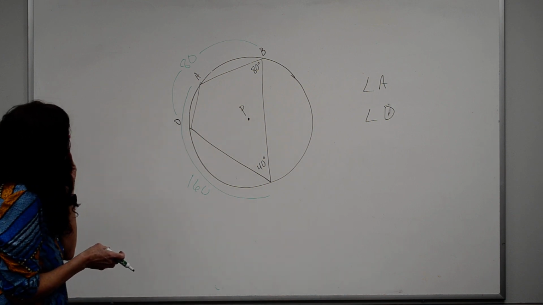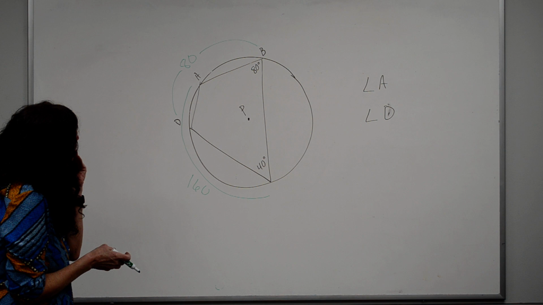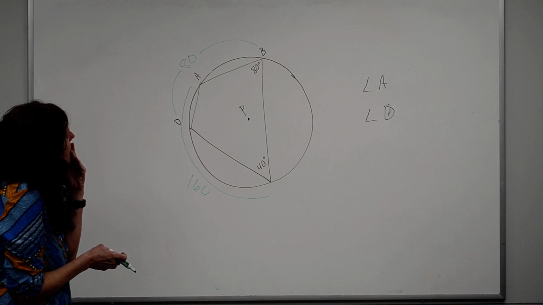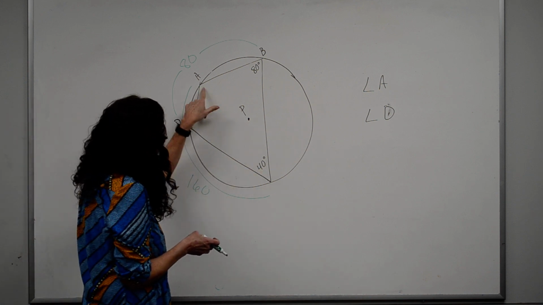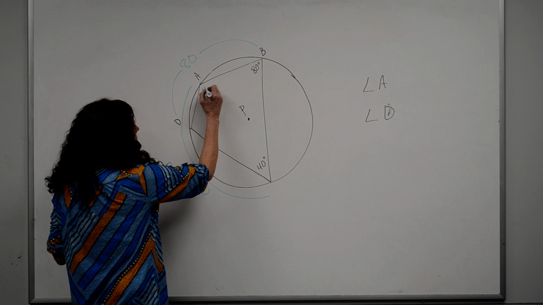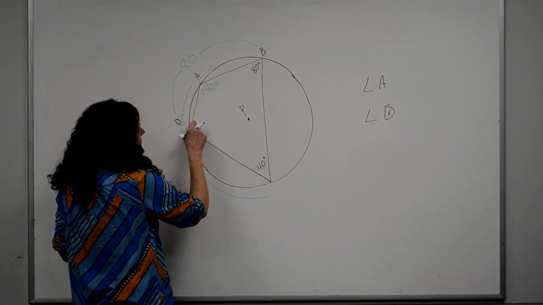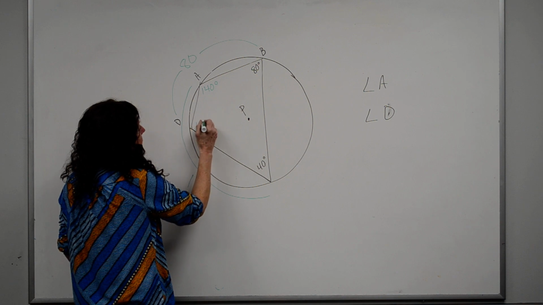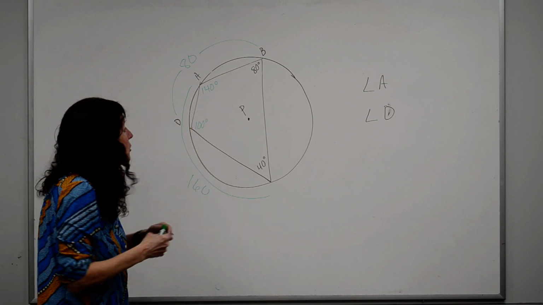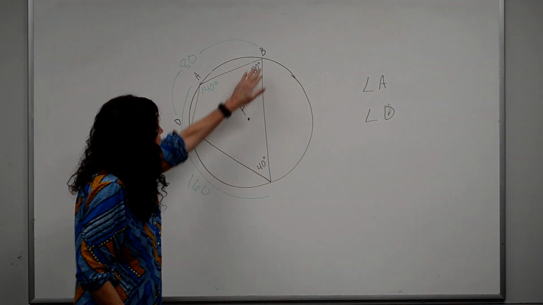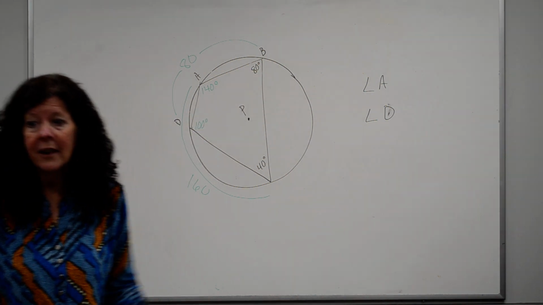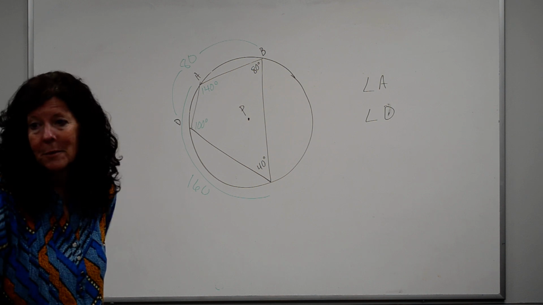Wouldn't A be 140 because opposite angles are supplementary? Yes. Okay, based on that theorem. Why is it 140? Because of that theorem that we just had, and you're right, that was the easier way to do it. This is a quadrilateral, it's inscribed in a circle. According to that theorem, opposite angles are supplementary.